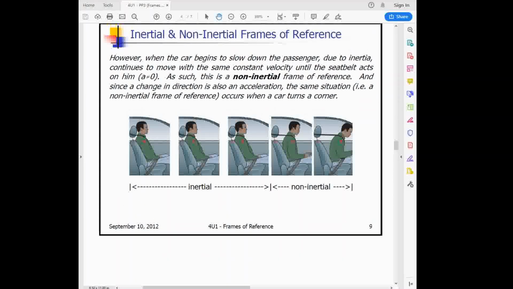But once the car decelerates, we're now in a non-inertial frame of reference, and the person moves forward. The seatbelt kind of pulls them back. But what you'll notice is during the first 3 frames, the first 3 time periods, the person is in an inertial state. The straight line segment is not changing in direction or length. But during the non-inertial frames, the straight line segment has increased. This means that we can say that the car is accelerating, or in this case, decelerating, an acceleration that is negative.